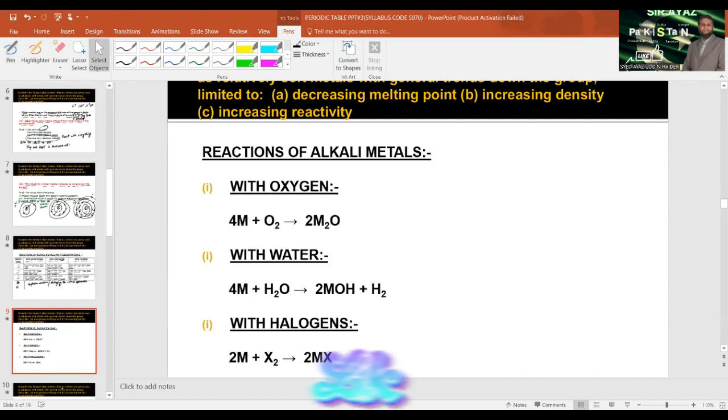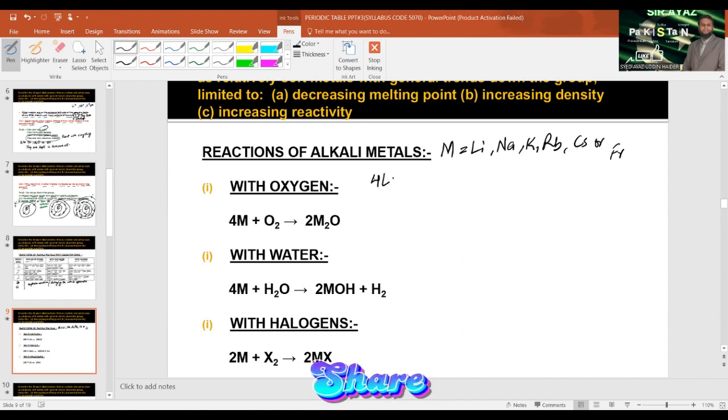Now here are some reactions of alkali metals. M represents any alkali metal, like lithium, sodium, potassium, rubidium, cesium, or francium. Now, if you want to react lithium with oxygen, the reaction will be 4Li plus O2 gives 2Li2O. How will you get the formula Li2O? This is lithium oxide.